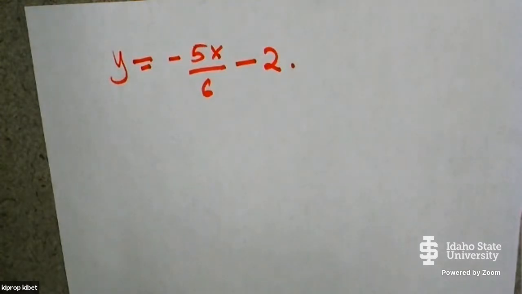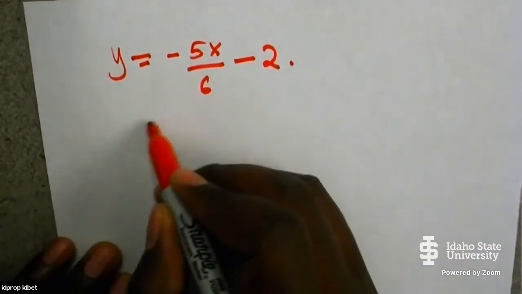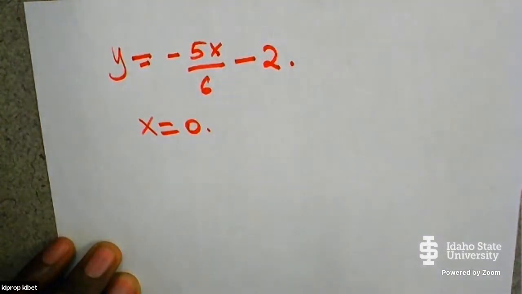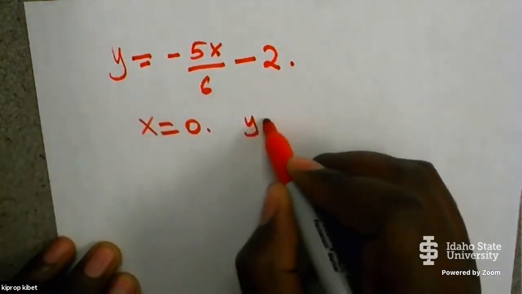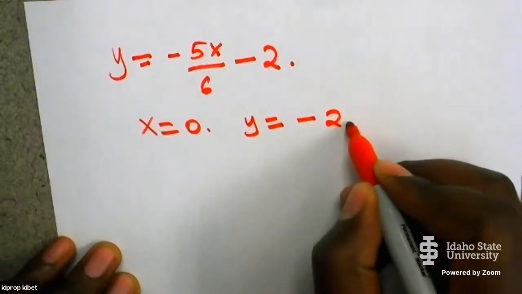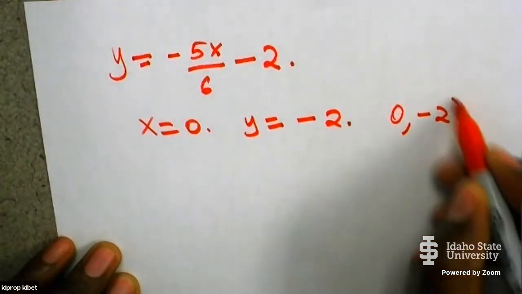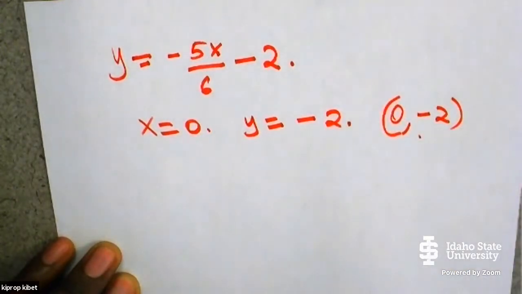Now, we get the y-intercept. To get the y-intercept, x equals what? x equals 0. So here, y equals -2. So our point here will be (0, -2). So we have the point.